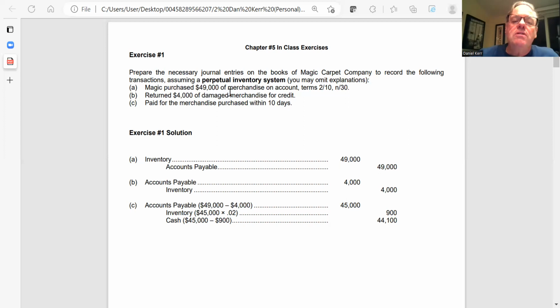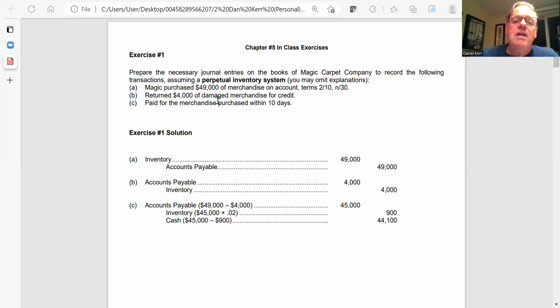So that's A, purchase $49,000 on account, terms 2/10, net 30, which means if we pay it within 10 days, we're entitled to take a 2% discount. So we don't have to pay the full amount, but we have to pay the full amount within 30 days.